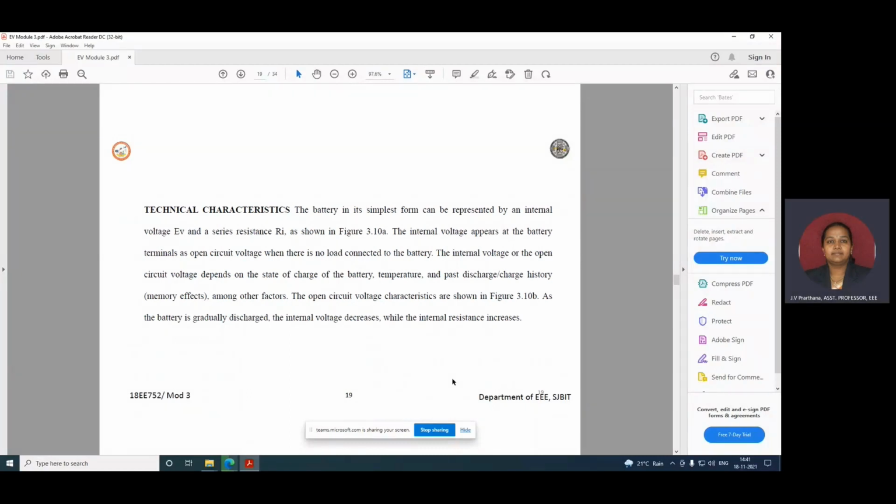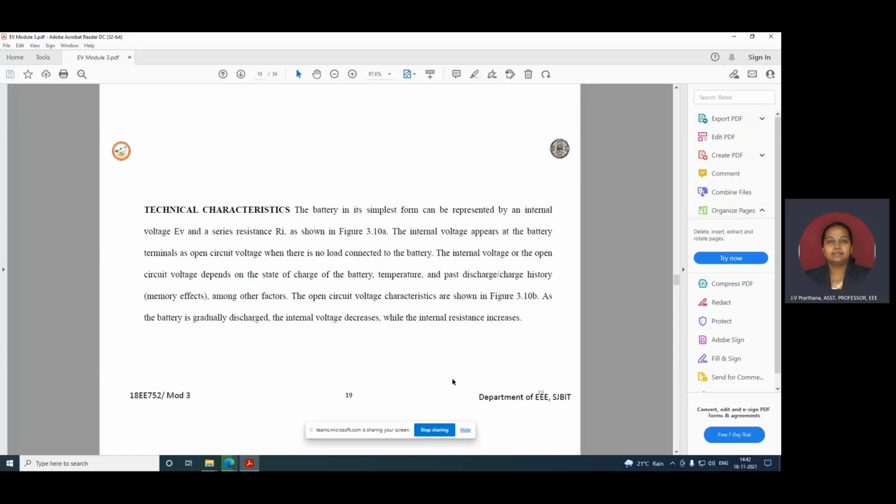Next parameter is cell and battery voltages. An electric cell has a nominal voltage which gives the approximate voltage when the cell is delivering electrical power. The cells can be connected in series to give the overall voltage. The battery is represented as having a fixed voltage E. The voltage at the terminal is a different voltage V. Hence, V is equal to E minus I into R.